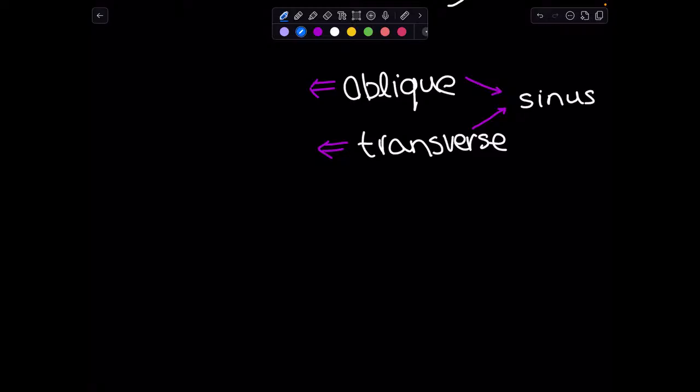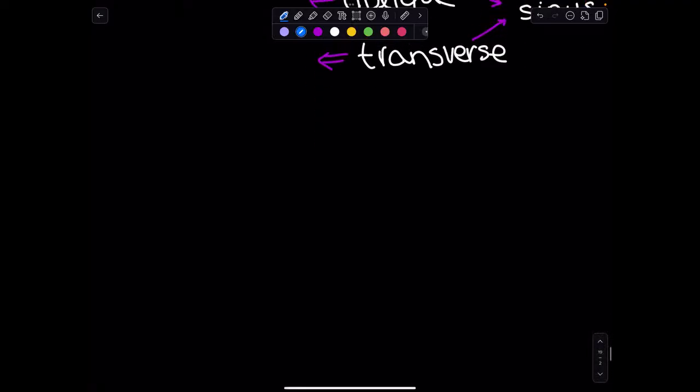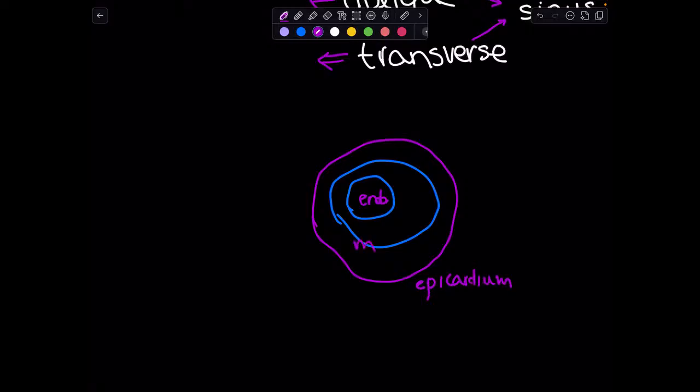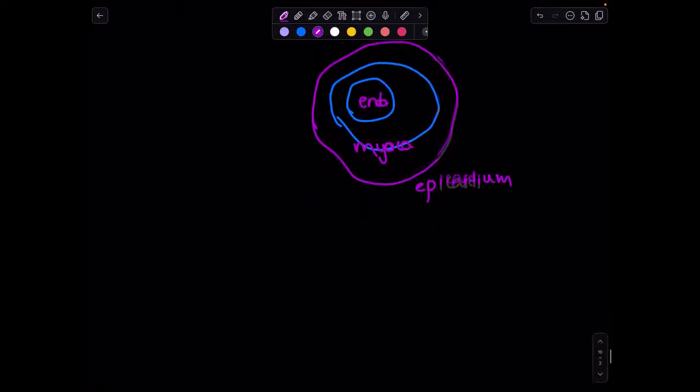And what's the significance of these two things? Clinically, these sinuses are crucial during heart surgery. The oblique sinus allows access to the posterior heart structures, while the transverse sinus is used to isolate and clamp major vessels. And we also have an endocardium, epicardium, and myocardium. Yes, exactly. The endocardium is the inner lining of the heart chambers. The myocardium is the thick muscular middle layer responsible for contractions. And the epicardium is the outermost layer, also known as the visceral layer of the serous pericardium.